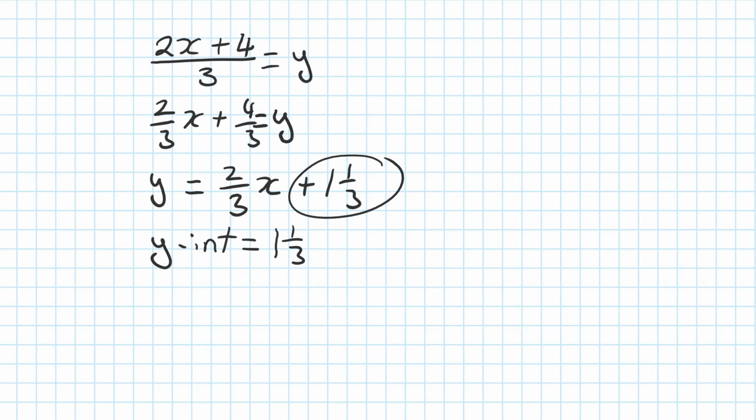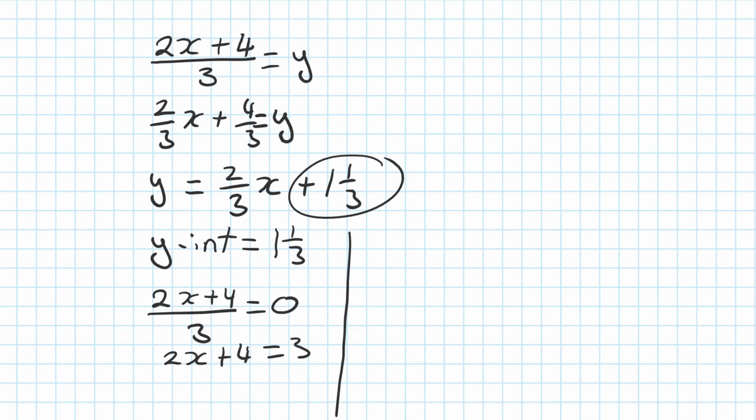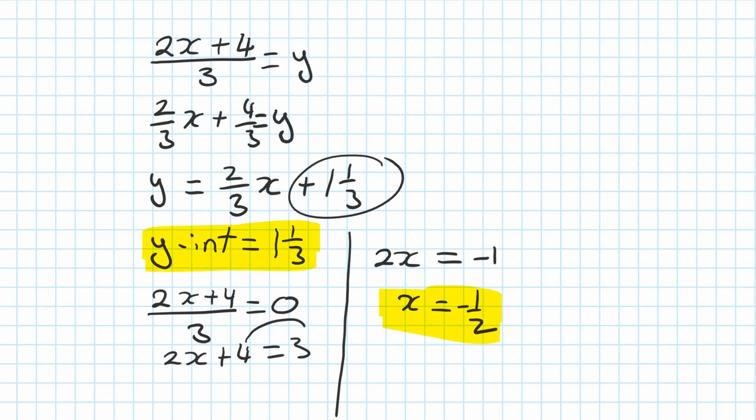So when y equals 0, this means that 2x plus 4 over 3 is equal to 0. I times 3 both sides. 2x plus 4 equal to 0. Right here, continue on this side here. So which is 2x equal to, I move the 4 to this side, becomes minus 4. So x is negative 2. So the x-intercept is negative 2 and y-intercept is 1 1/3.